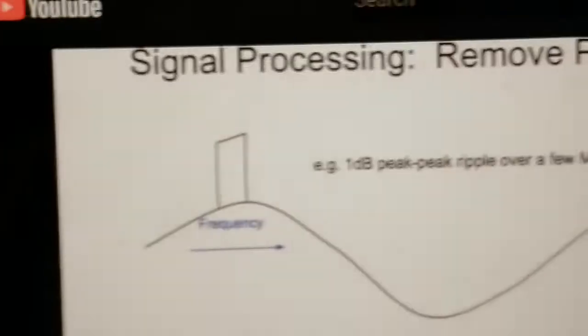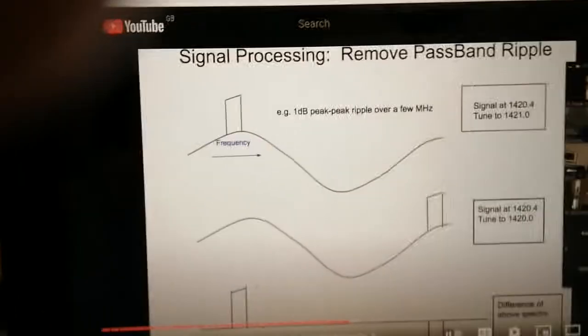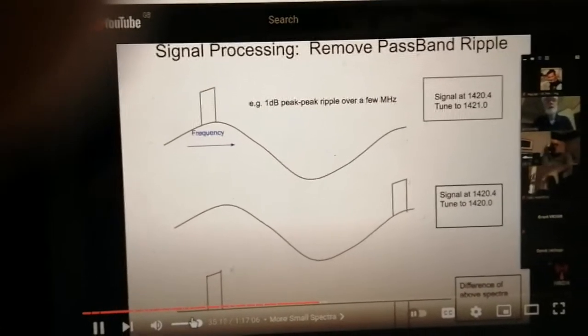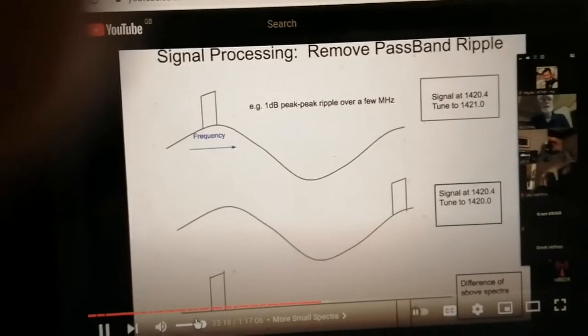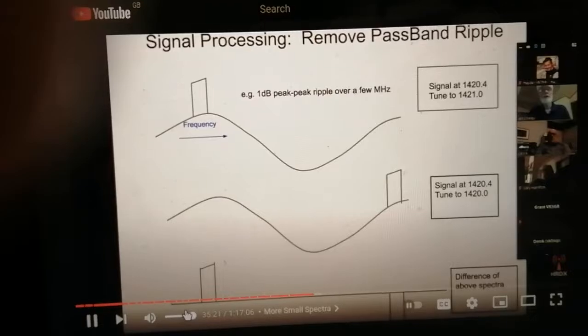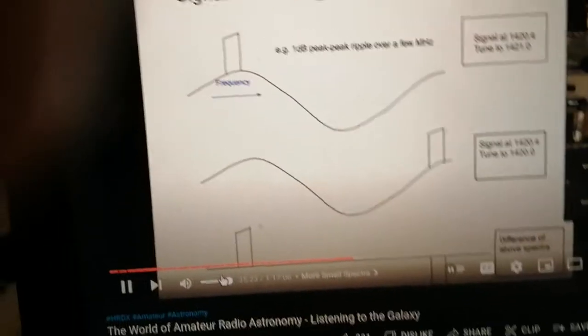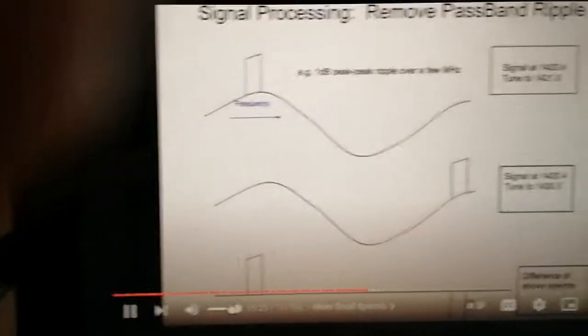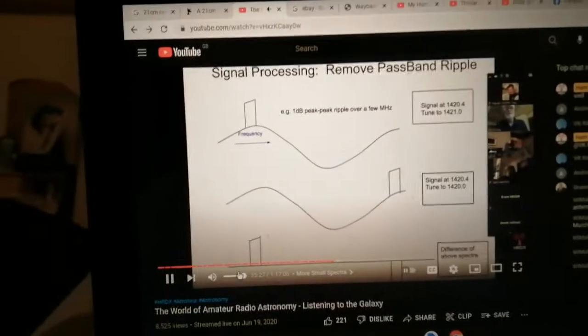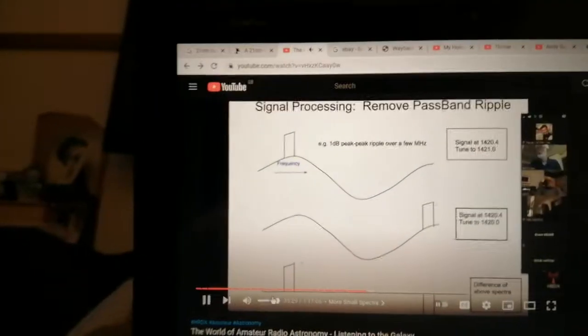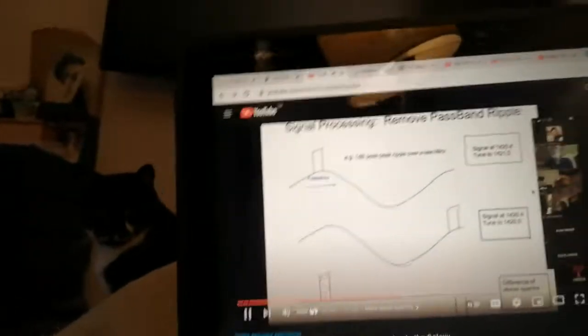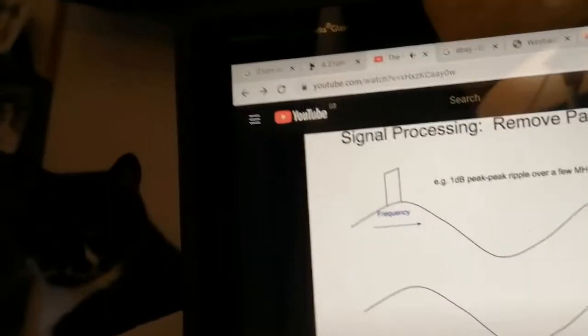Okay, so if you take the difference between those two spectra, you see a positive and a negative spectra, but you've got rid of that variation. This variation here, if I didn't say it, comes from the baseband response of the dongle, not a function of the RF response. There are small variations in the RF response, but they're very, very slow. We can see those variations in some of the processing that we do, but the main problem here is the ripple that we've got over a few megahertz.